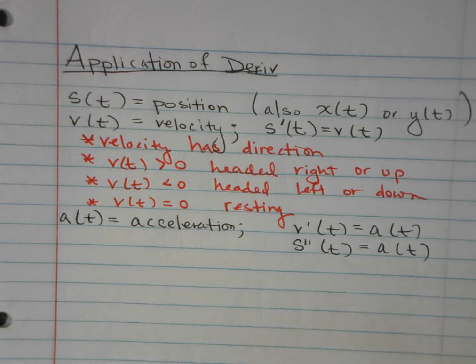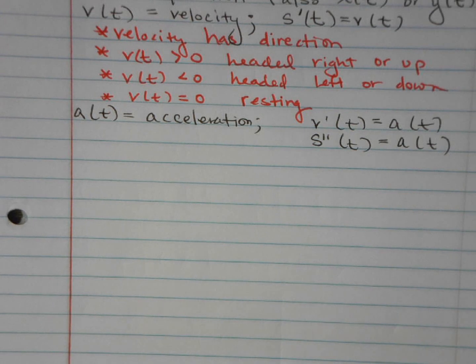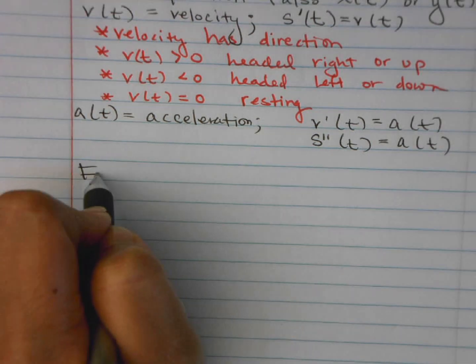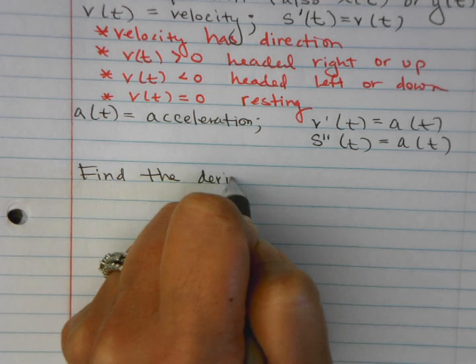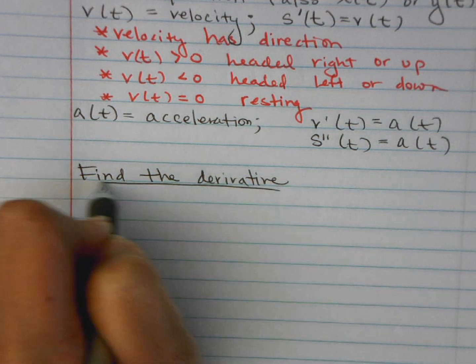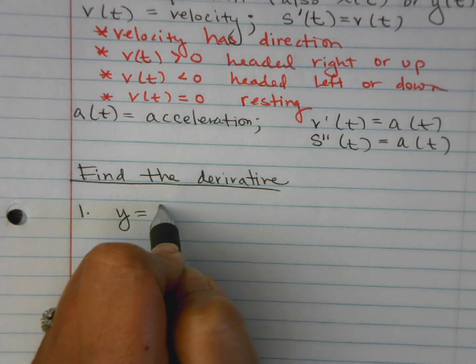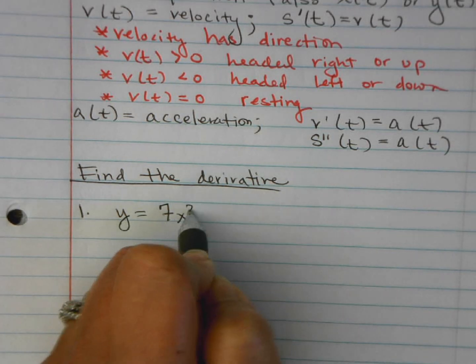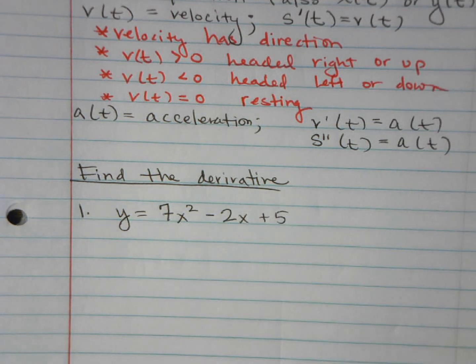So this is now just going to be practice. That's just the information, and now we're going to do a couple of practice problems just to see where we're at with things. Okay, so we're going to start with find the derivative. So the first one, we'll just say y is equal to 7x squared minus 2x plus 5.